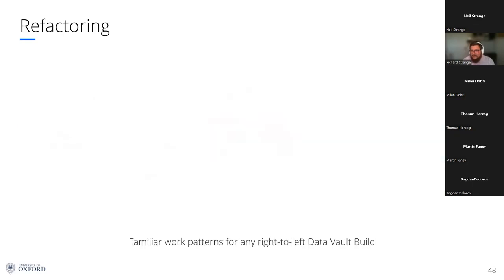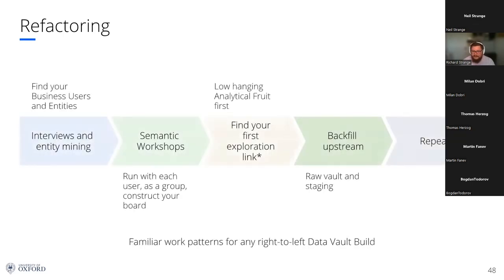And you want to backfill upstream this standard right to left pattern. Identify that exploration link, what reports that would create. Go back, understand what hubs, links, and satellites need to be in place to allow that report to happen. Go back to staging, make sure it's staged well. Go back to your landing and populate forward just for that thin, narrow lateral slice.